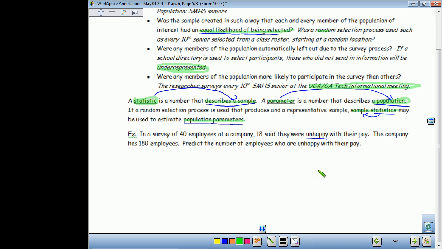Okay. So, in a survey of 40 employees at a company, 18 said they were unhappy with their pay. The company has 180 employees. Predict the number of employees that would be unhappy with their pay.